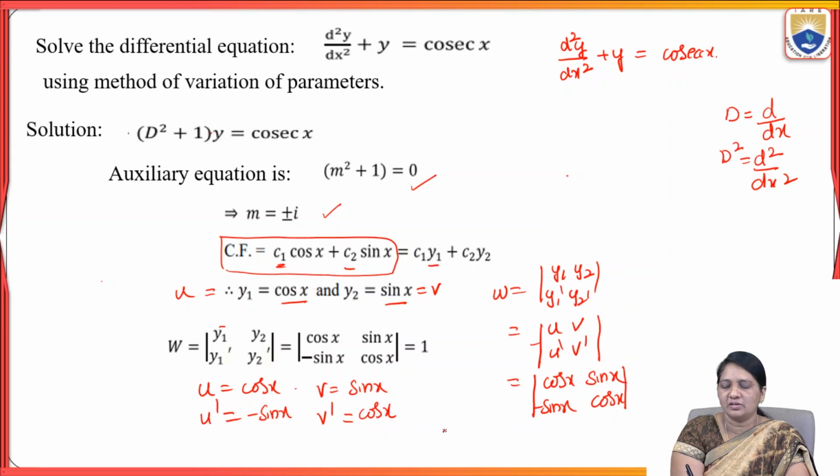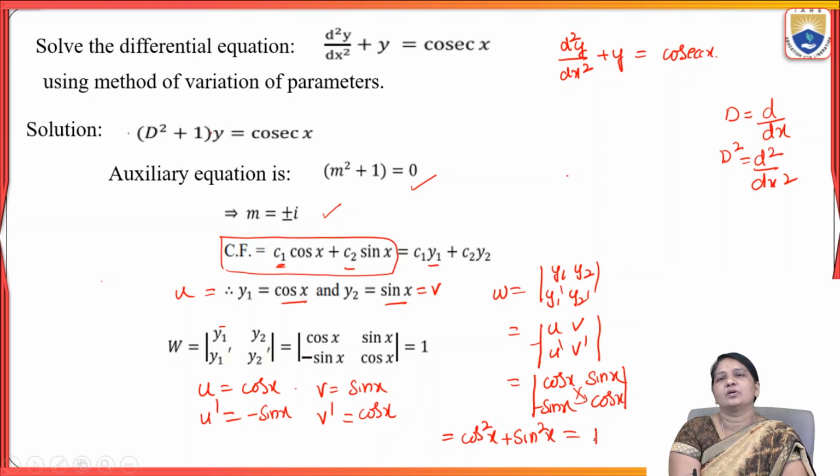We are going to find this determinant value. What is the determinant value? Here cross multiplication, AD minus BC. So cos square x plus sin square x is equal to 1. So finally what I got here, the W value, or Wronskian value, is 1. So the second step is completed.